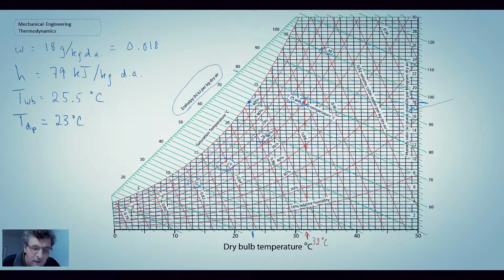The last thing they want us to extract is the specific volume. Here are the curves for specific volume. They're the red curves that are moving up and to the left. We have 0.94, 0.92, 0.9, 0.88, 0.86, and it goes on and on down. For the particular case we're looking at, we're right at about 0.89. So we can write 0.89, and that is going to be meters cubed per kilogram of dry air.